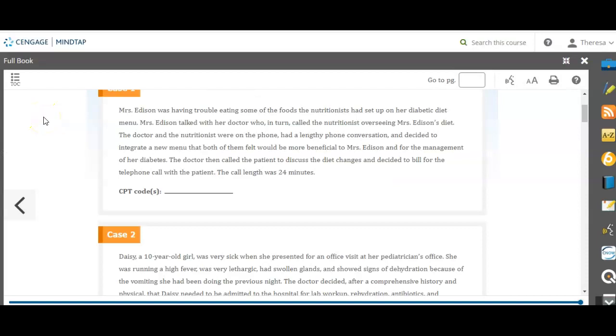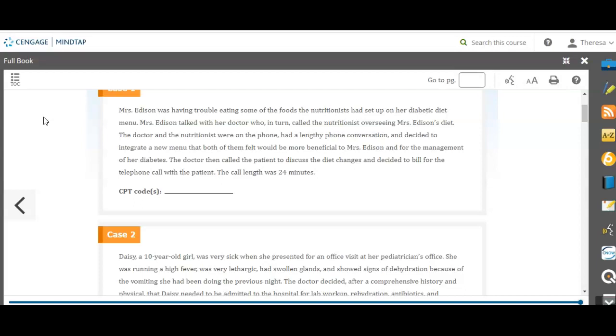Mrs. Edison is having trouble eating some of the foods the nutritionist had set up on her diabetic diet menu. She talked with her doctor, who in turn called the nutritionist overseeing her diet. The doctor and the nutritionist had a lengthy phone conversation, and decided to integrate a new menu that both of them felt would be more beneficial to Mrs. Edison and for the management of her diabetes. The doctor then called the patient to discuss diet changes and decided to bill for the telephone call with the patient.